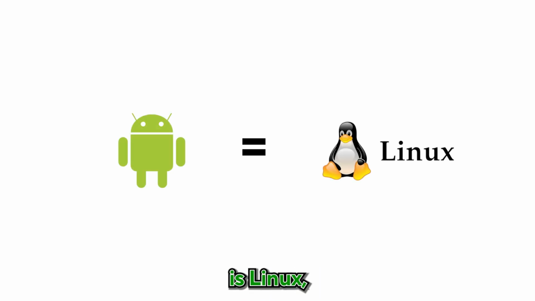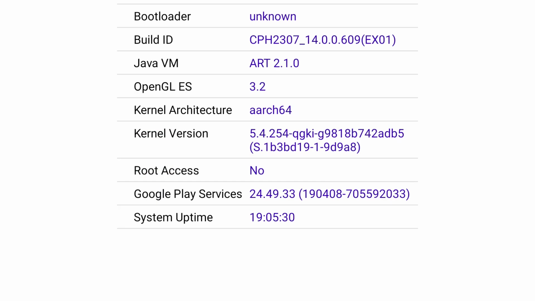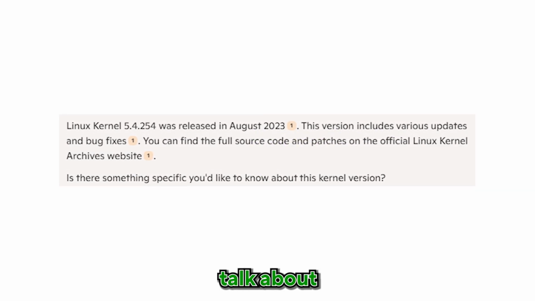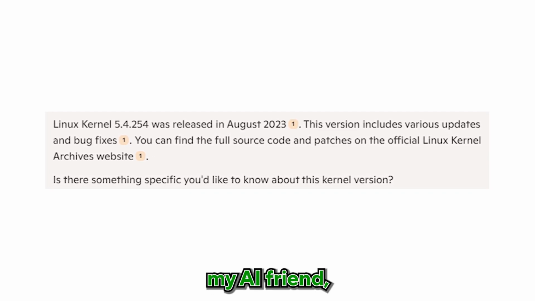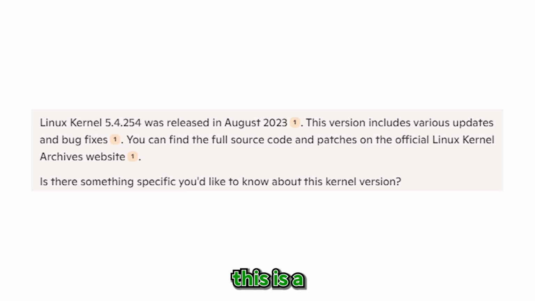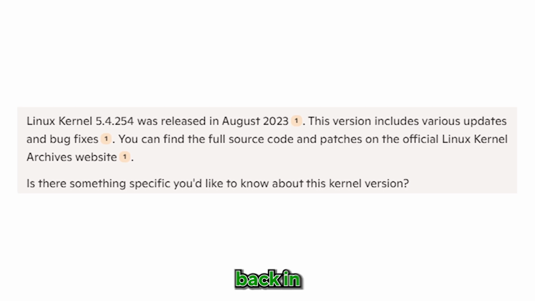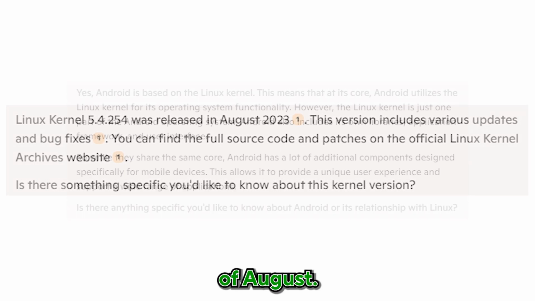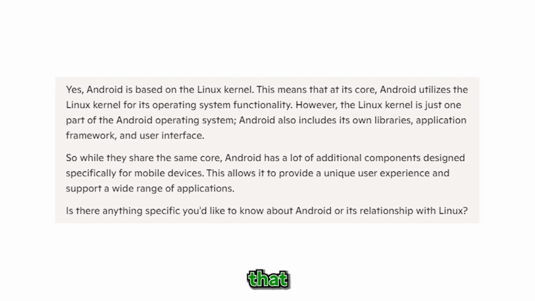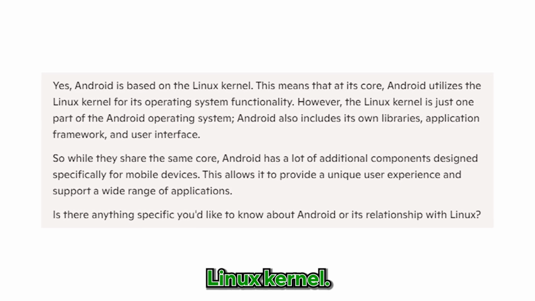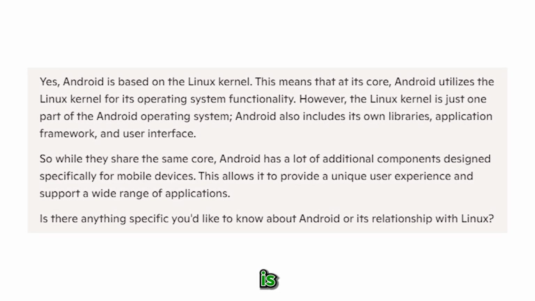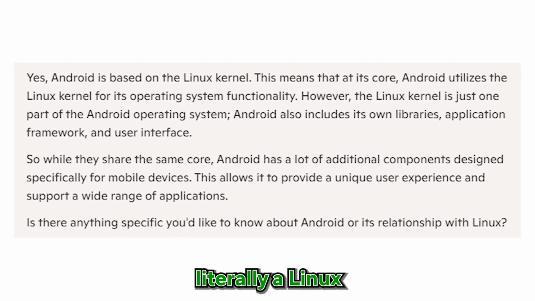So Android is Linux. You'll be really surprised that it's Linux, but it actually is. Now let me show you something inside my phone. This is my kernel version, and if I talk about this kernel version with my AI friend, it tells me this is a Linux kernel released back in August 2023. And if I ask more, it tells me that Android is based on a Linux kernel. This means that Android is technically Linux. You literally have a Linux phone.